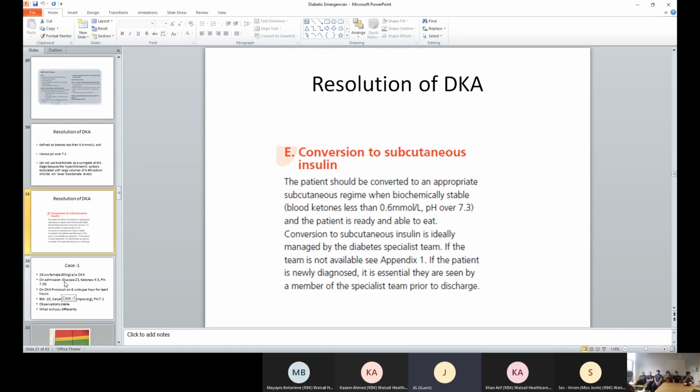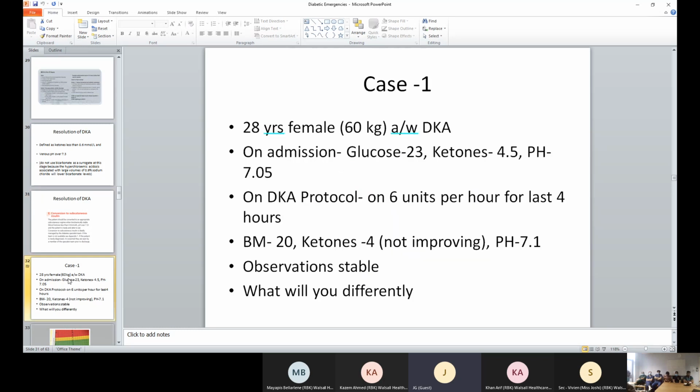Sorry, I just want to mention some caveats. Some trusts do not have a liter bag, so you need to measure 500 mils, add the potassium and give it over 4 hours. Then you can repeat the same. Same concept: if the principle is 1 liter, that should be 40 millimole. If you are giving 500 mil, that should be 20 millimole. But it is 8 hours, the 1 liter over 8 hours. So this patient.